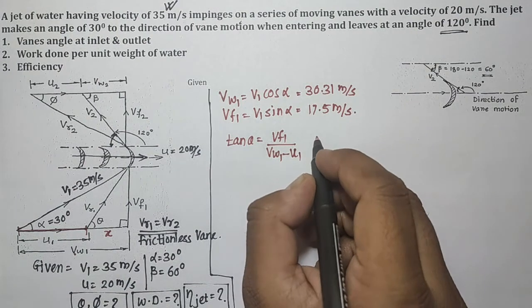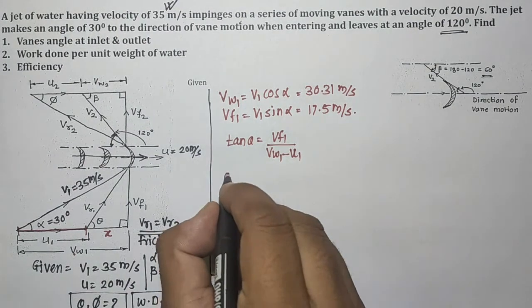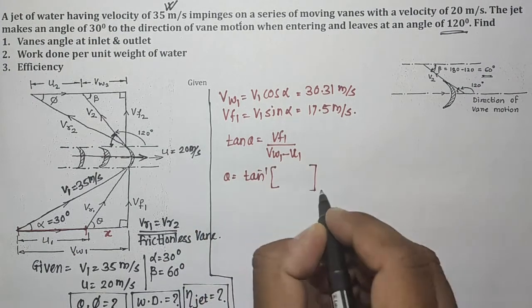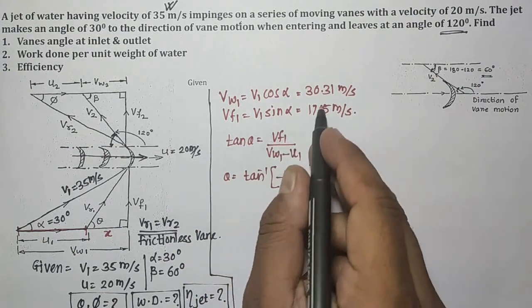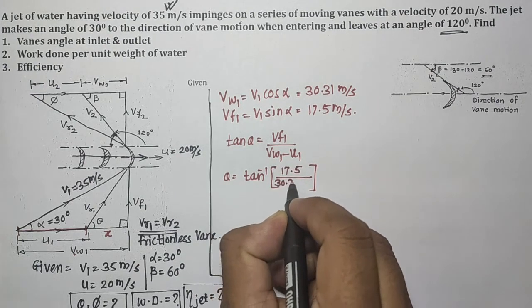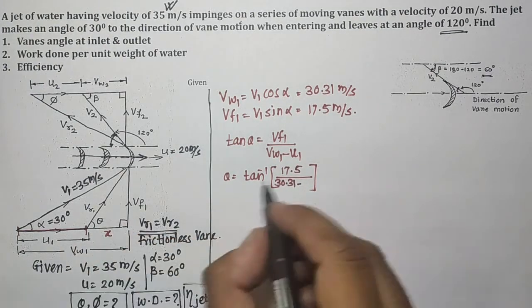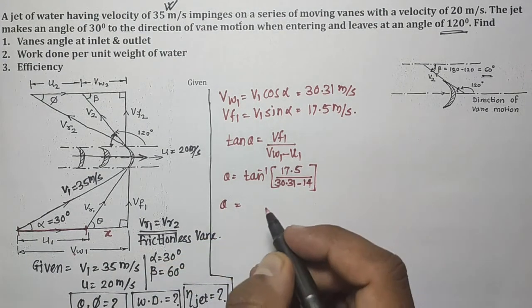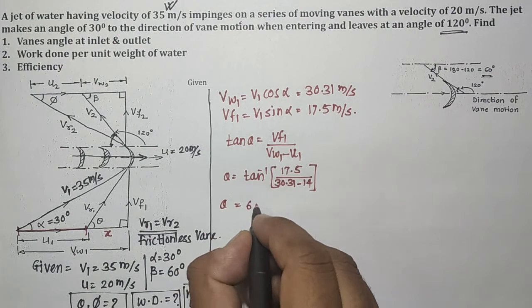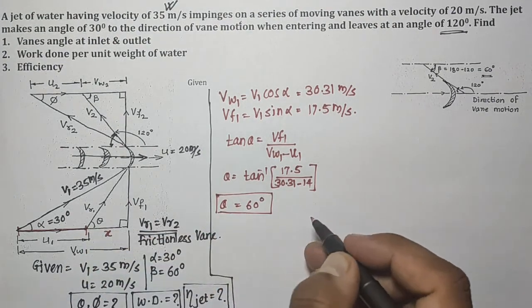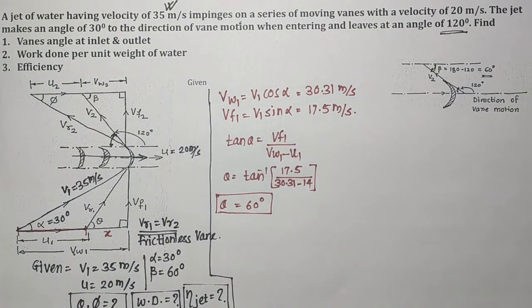So we will get theta is equal to tan inverse of, now we will put those values in this equation: VF1 is 17.5, VW1 is 30.31, minus this U which is 14. So what you will get is theta is equal to 60 degree. So this angle will become 60 degree if we solve these values.